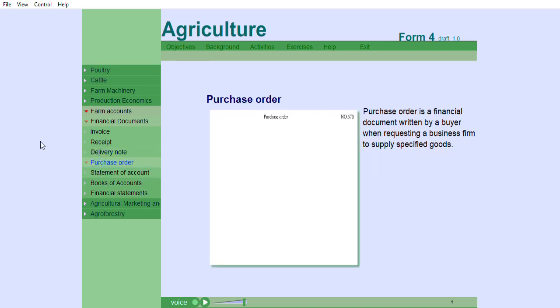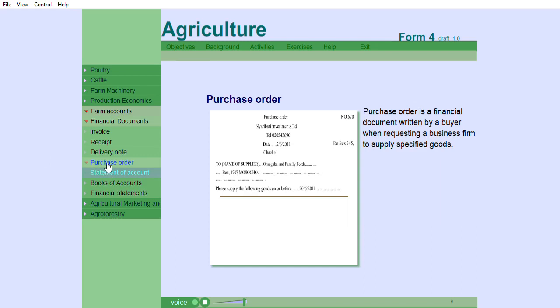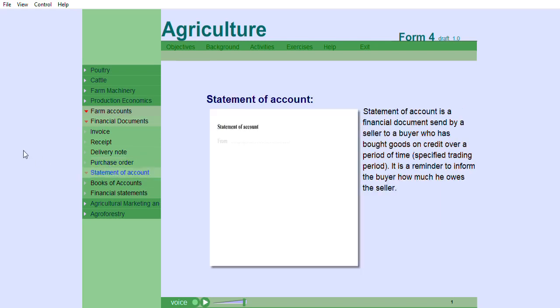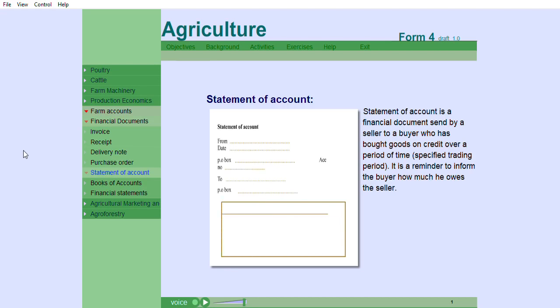Purchase order. Purchase order is a financial document written by a buyer when requesting a business firm to supply specified goods. Statement of account. Statement of account is a financial document sent by a seller to a buyer who has bought goods on credit over a period of time, that is, specified trading period. It is a reminder to inform the buyer how much he owes the seller.